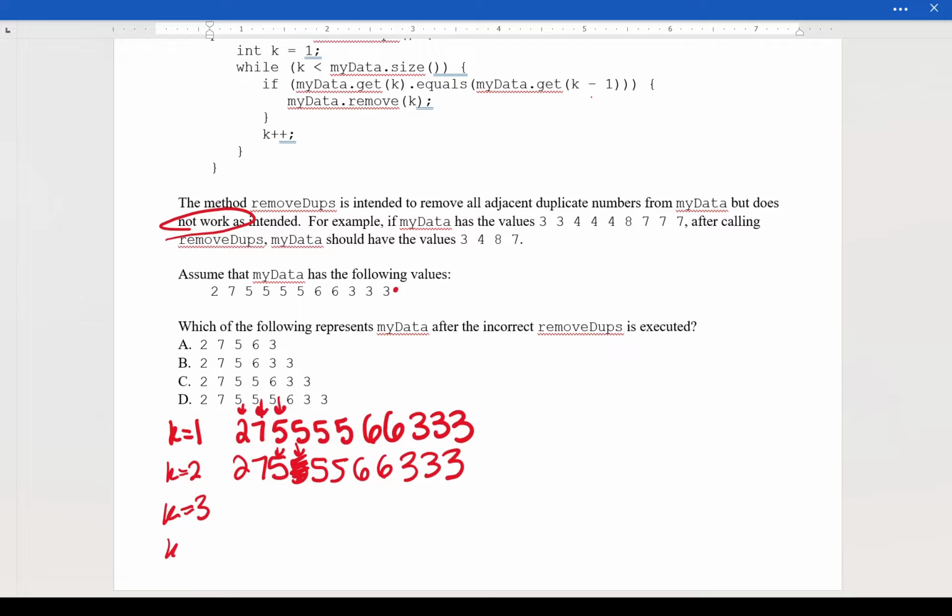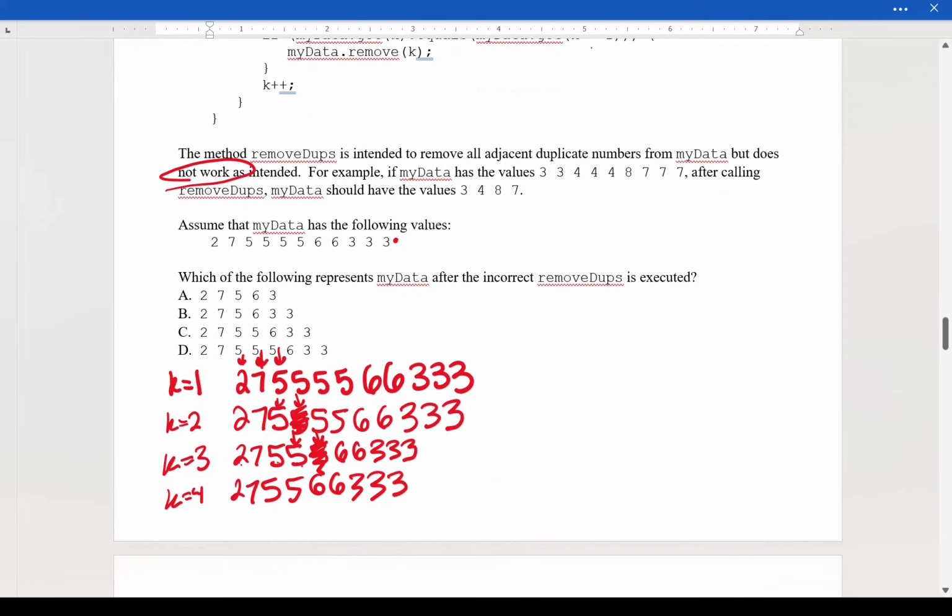So my K is going to go up to 4. I'm going to rewrite my new thing, 3, 3, 3. Okay, so that means I'm going to look at spot 3 and spot 4. So 0, 1, 2, 3, 4. They are the same again, so I'm going to remove spot 4. So 0, 1, 2, 3, 4. Rewrite. Okay, running out of room.